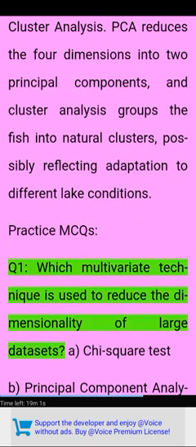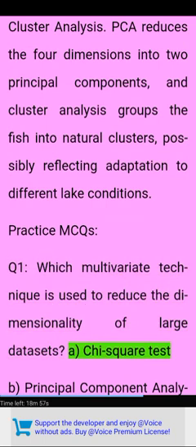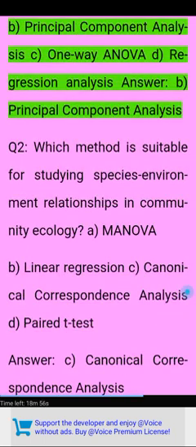Practice MCQs. Q1. Which multivariate technique is used to reduce the dimensionality of large datasets? A. Chi-square test. B. Principal component analysis. C. One-way ANOVA. D. Regression analysis. Answer: B. Principal component analysis.